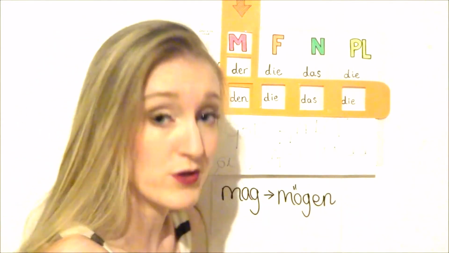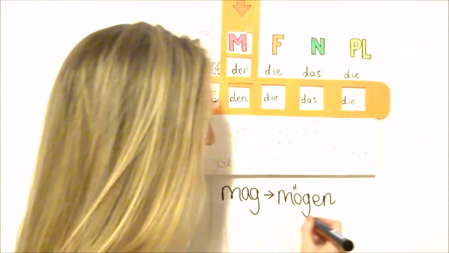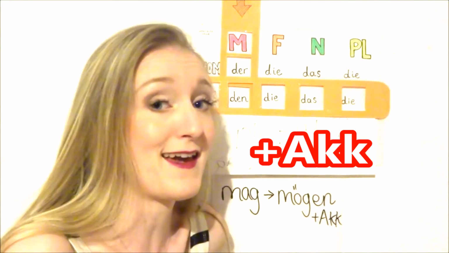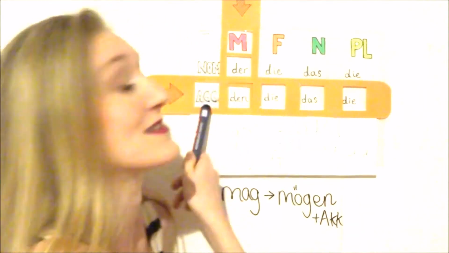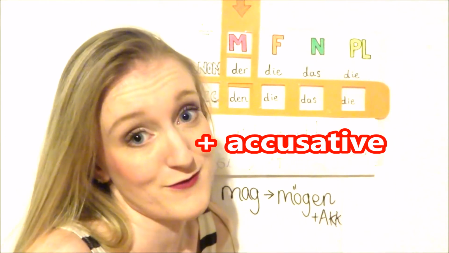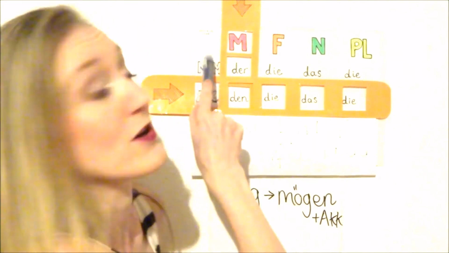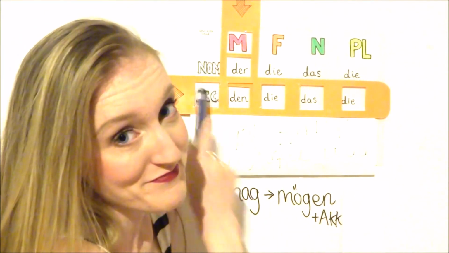If you look mögen up in the dictionary, you will see on the German side, it will say this. Mögen plus A-double-K. Of course, we know what that means now. That means plus accusative. You wouldn't say ich mag der Hund, because that would be nominative. You would say ich mag den Hund.